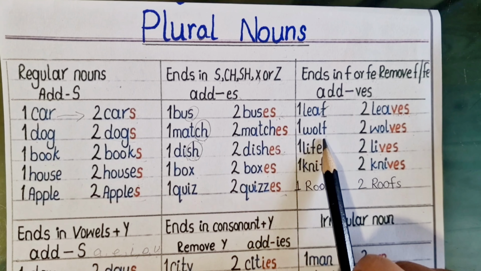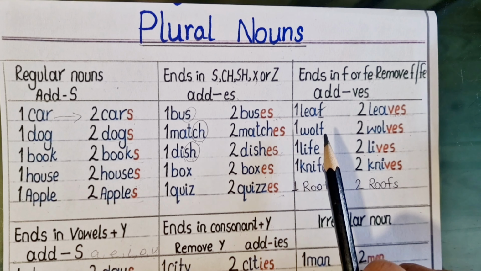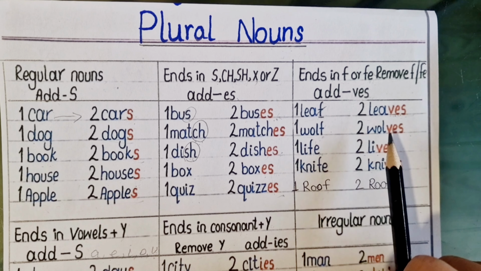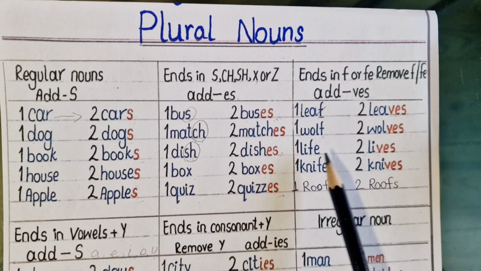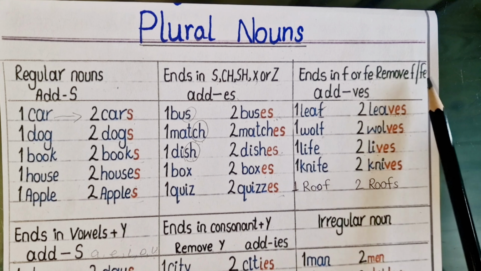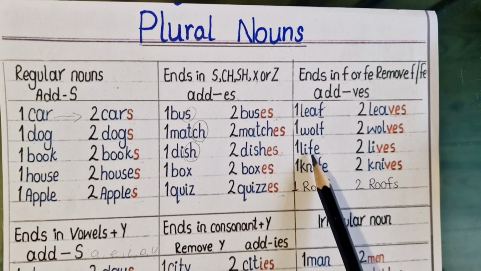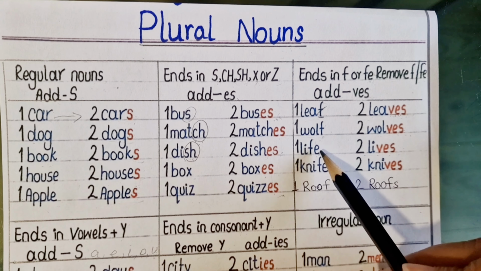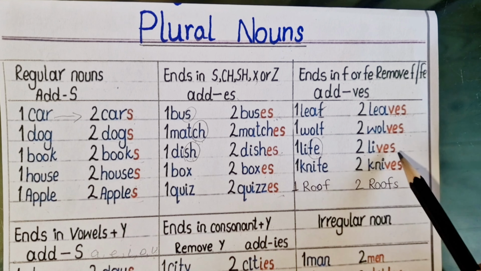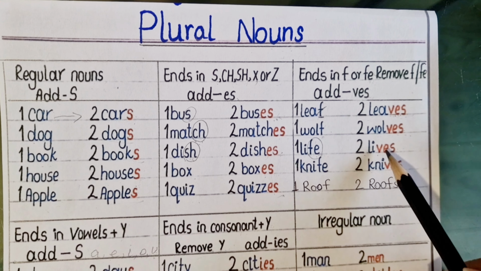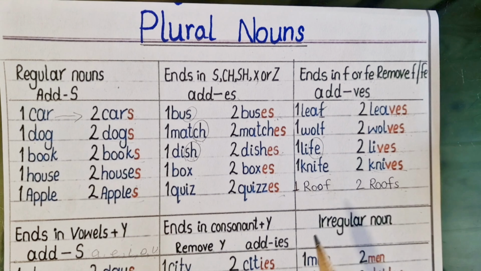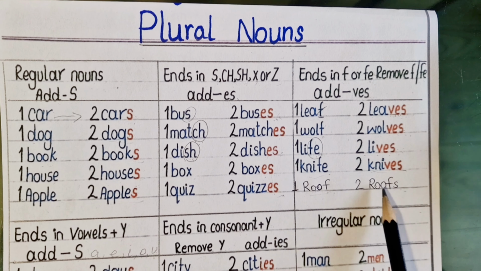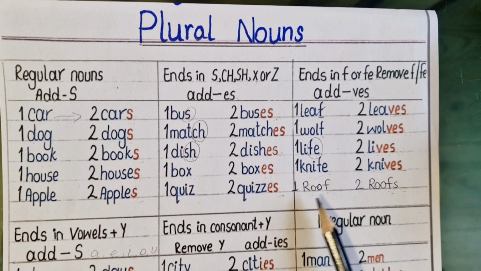Same here, wolf. This word has the letter F at the end of the word. So what will we do? We will remove the letter F from the base word and simply add VES to make a plural noun. Next word is life. According to this rule, this word ends with FE. So life becomes lives by removing this FE and adding VES at the end of the word. So life, lives. Same here, knife, knives. There are always exceptions. Roof becomes roofs. Some of the words do not follow this rule, so you have to just learn them yourself.